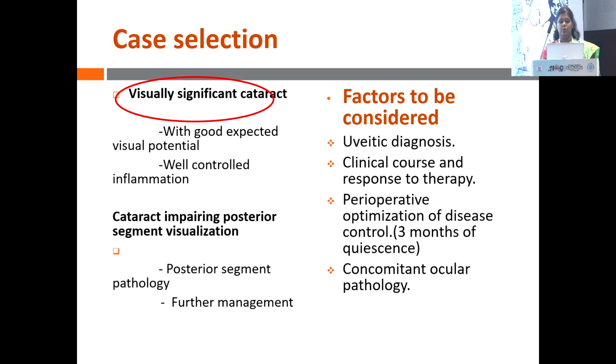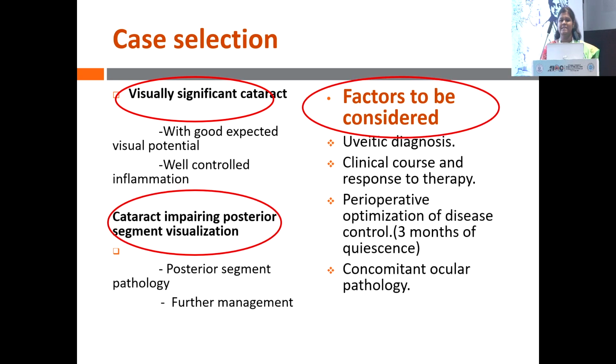These are patients who have cataract impairing the posterior segment. These patients may have a posterior segment pathology. Here we are operating mainly to see what's happening in the posterior segment. So it's more of a therapeutic surgery than for a visual outcome. And again, we have a few factors that have to be considered to optimize our outcome.